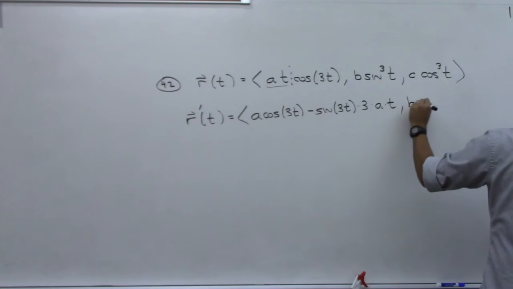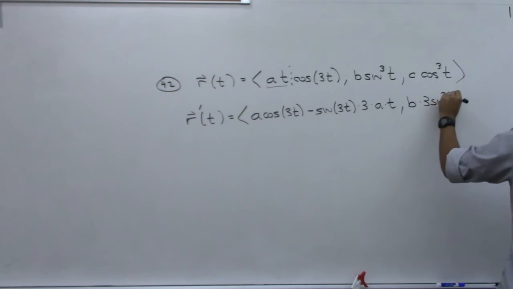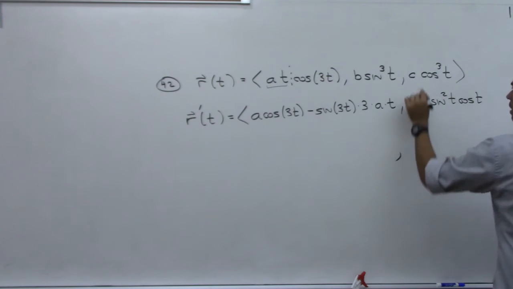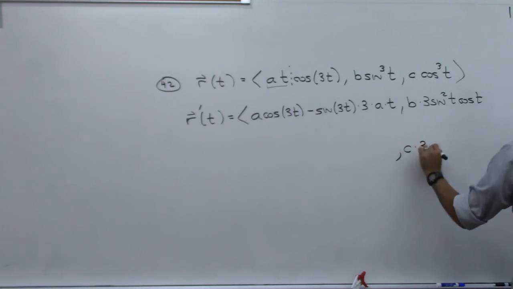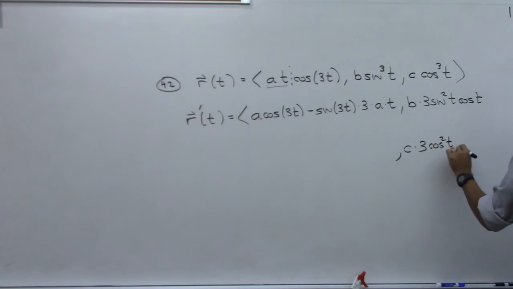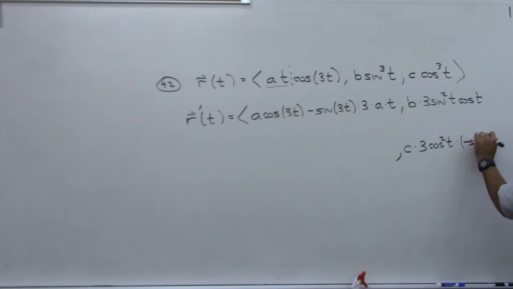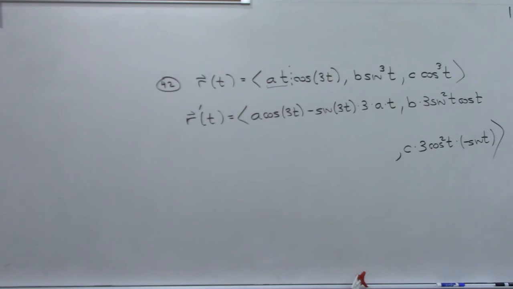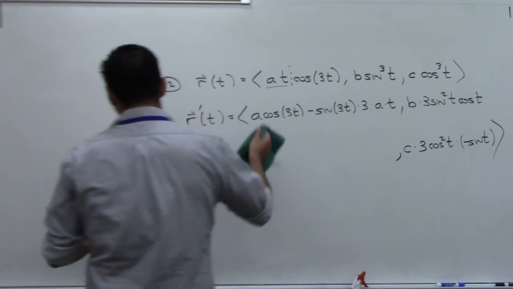This one, b is gonna come along for the ride. Derivative of sine cubed t is 3 sine squared t times cosine t. So chain rule, you have to take derivative of sine also. And the last component, I'm out of room here. c comes along for the ride. Same thing that we did before, 3 cosine squared t, but then times the derivative of cosine, which is negative sine t, and that's it. So you could clean that up, but that's your raw derivative there. So 42, checking these. Okay, looks good.